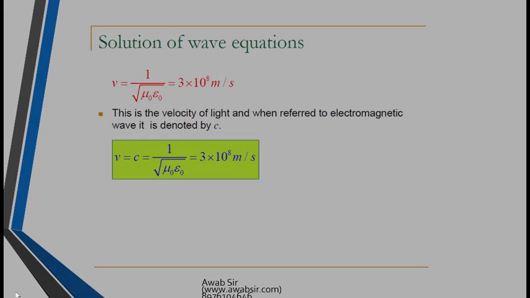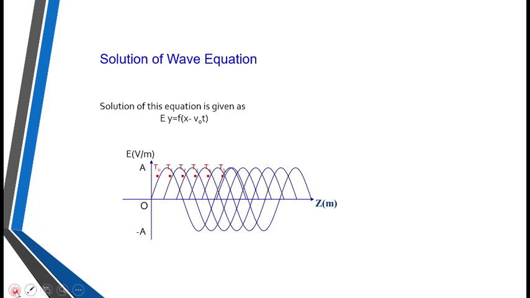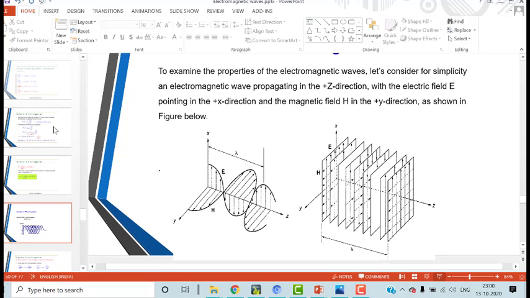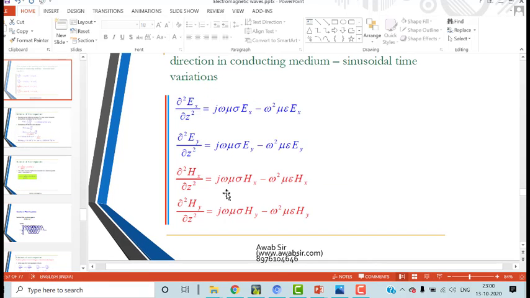So to find the solution of this equation, let us consider that if we consider only the Ey component, then the solution of this equation is given by Ey is equal to some function f of x minus v naught t. This is the solution of the previous equation, the equation just stated here.